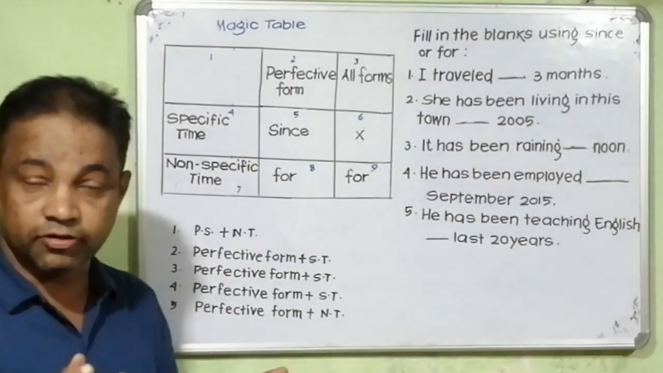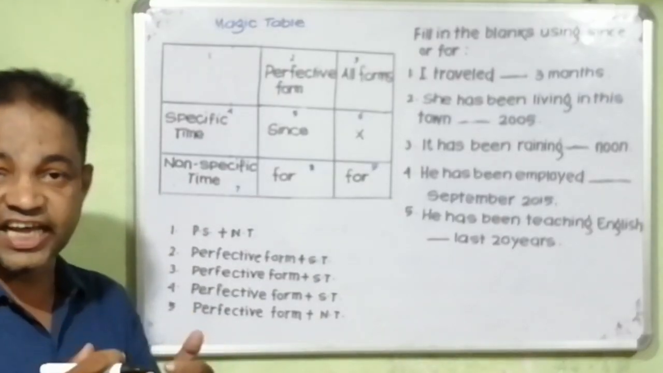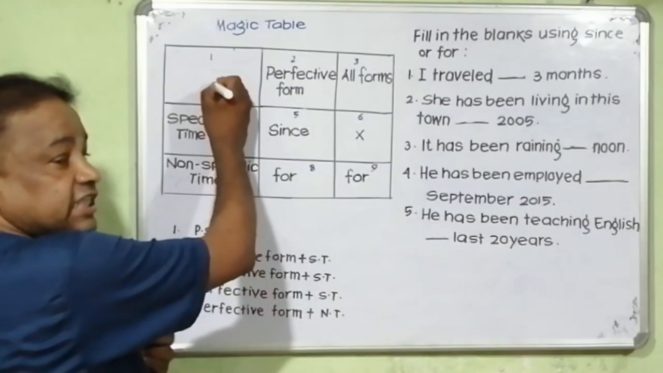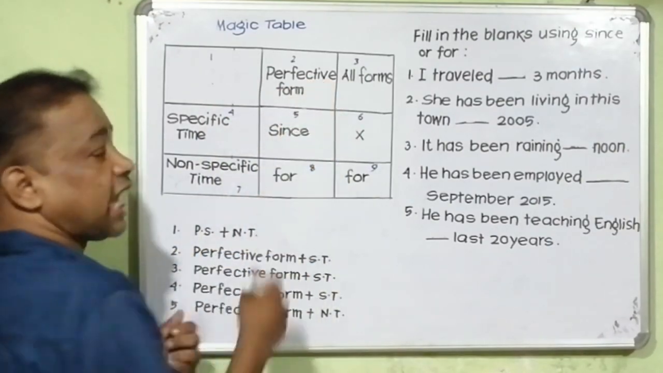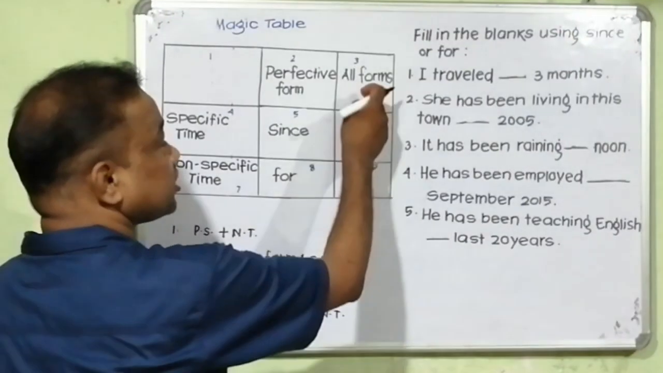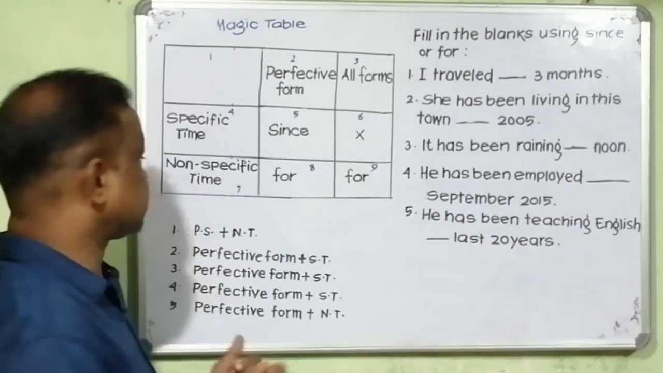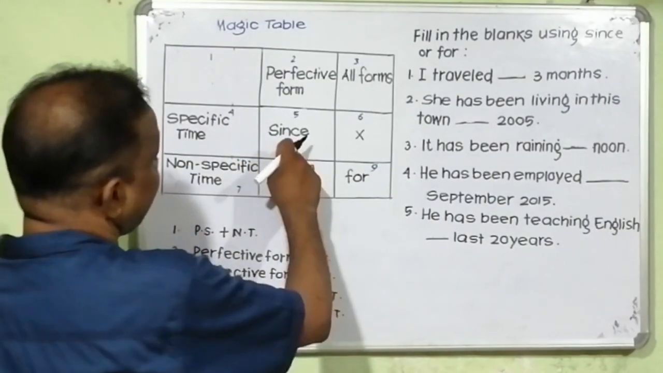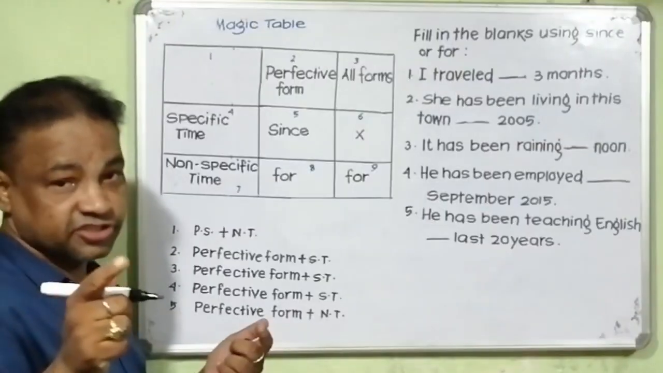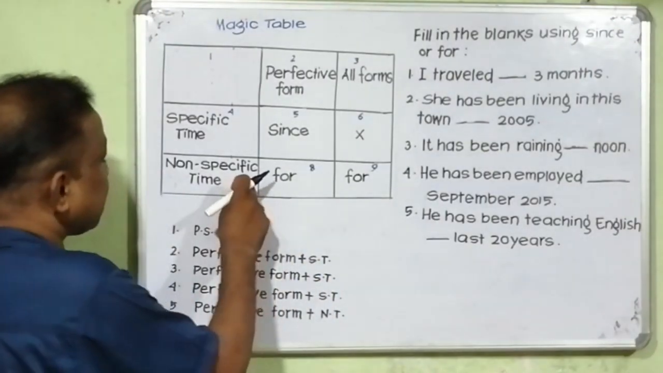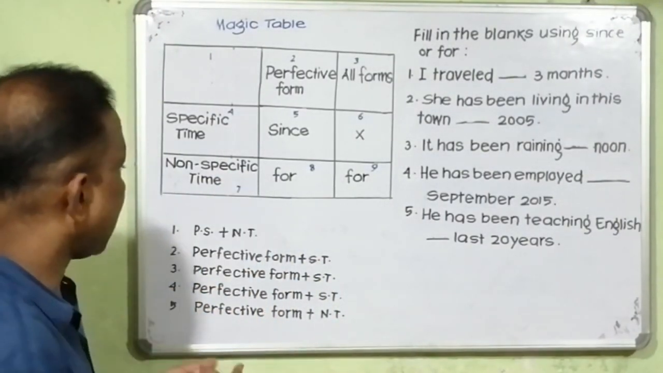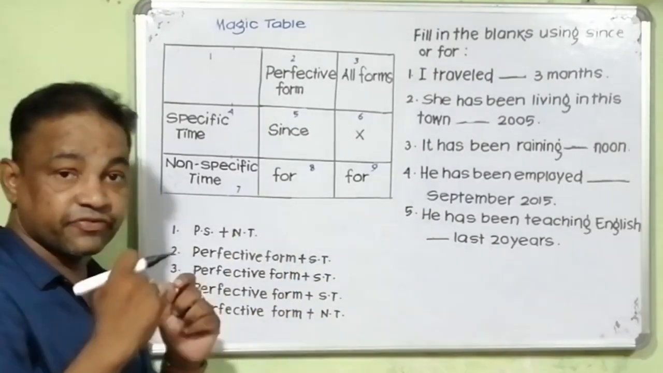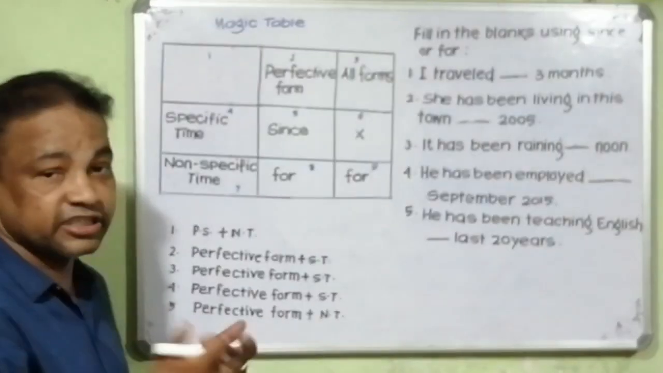This is my magic table. This table contains 9 boxes. Box number 1 is empty. In box number 2, I've written perfective form. In box number 3, I've written all forms. In box number 4, I've written specific time. In box number 5, I've written since. And box number 6 is empty. In box number 7, I've written non-specific time. And in box number 8, I've written for. And in box number 9, I've written for.